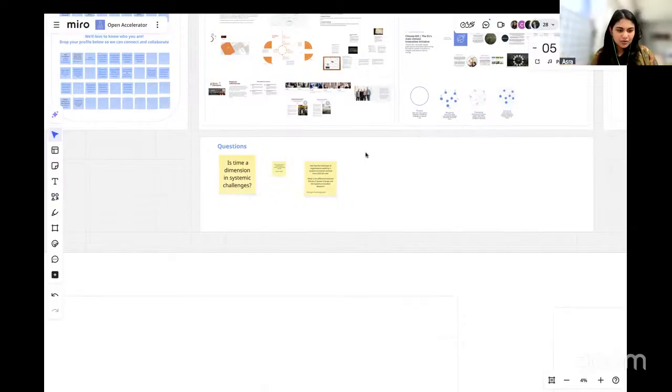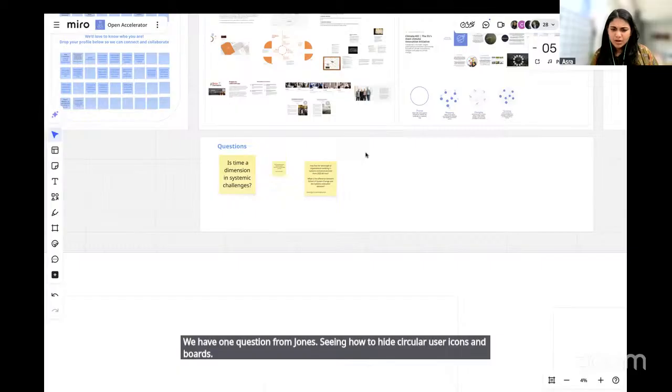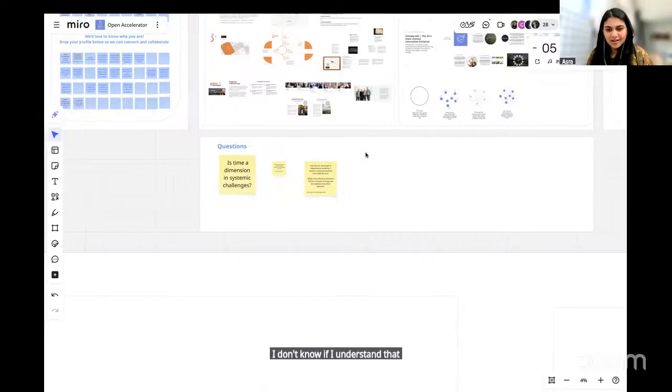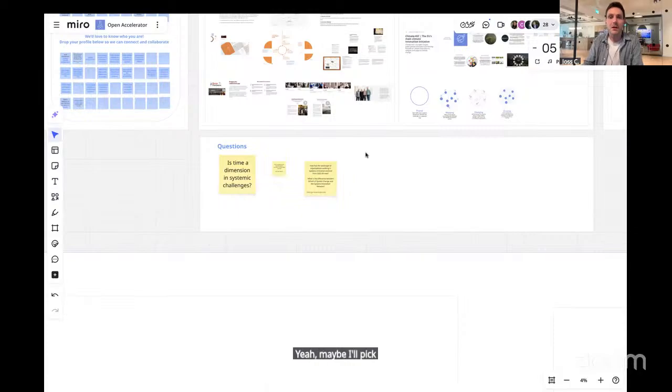We have one question from Jones, saying how to hide circular user icons in boards. I don't know if I understand that correctly. Maybe I'll pick that up afterwards and message you on that one. Any other questions before we move on?